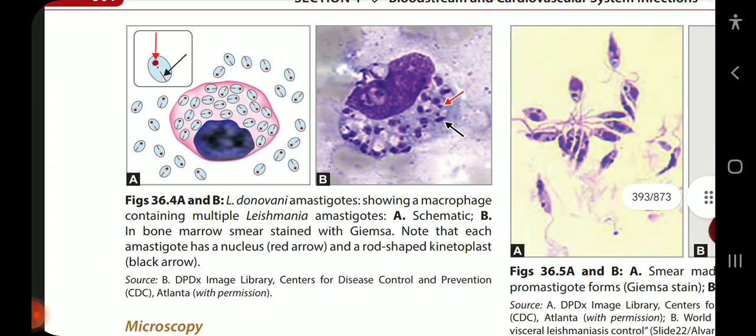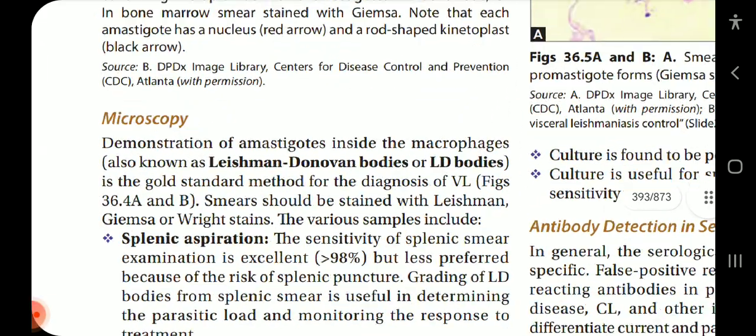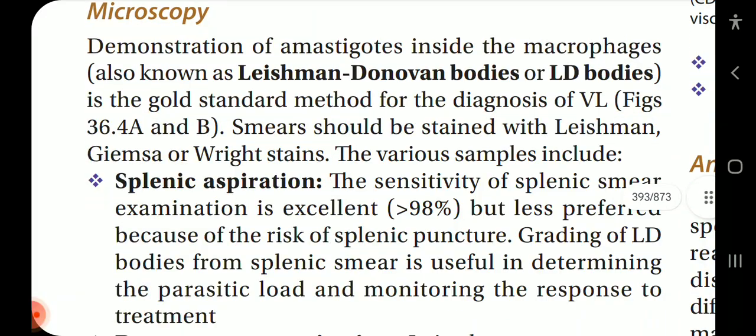In this figure, we can see the Leishmania donovani amastigotes showing a macrophage containing multiple Leishmania amastigotes. A shows a schematic diagram while B is a bone marrow smear stained with Giemsa. Note that each amastigote has a nucleus and a rod-shaped kinetoplast. Microscopy: demonstration of amastigotes inside the macrophages, also known as Leishman-Donovan bodies or LD bodies, is the gold standard method for diagnosis of VL. Smear should be stained with Leishman or Giemsa or Wright stains.